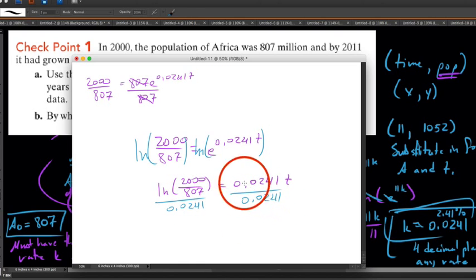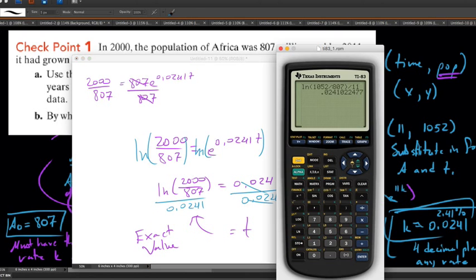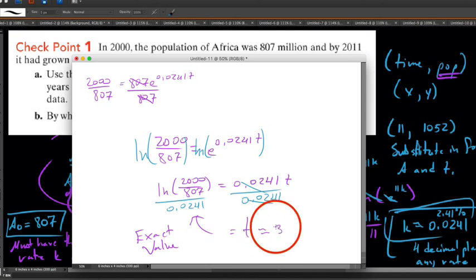So 0.0241. We'll go ahead and divide this out, and we get time is equal to this exact value right here. But because we want a time, a number of years after 2000, we're going to get this on a calculator. So clearing this out, we say the ln of 2,000 divided by 807, all of that, I guess I need a double parenthesis there, I put too many, but divided by 0.0241. And what we're going to get as a time value here is 37.7. So I'm going to write approximately 37.7.